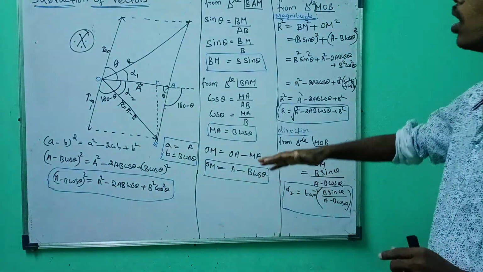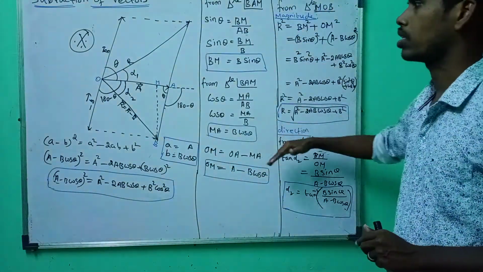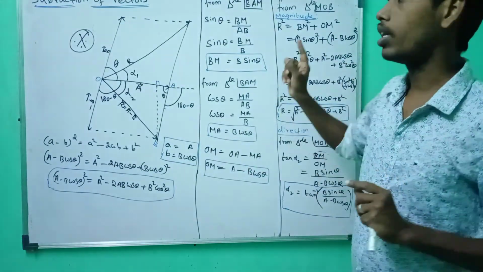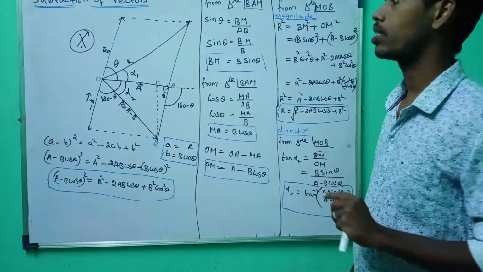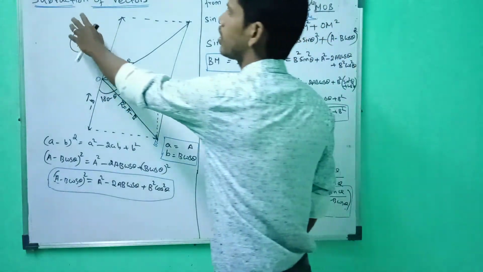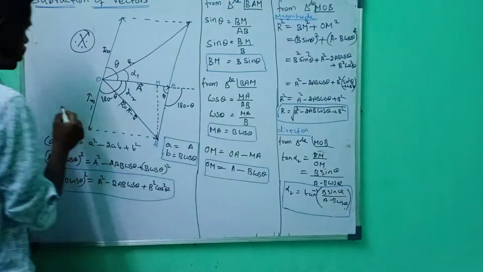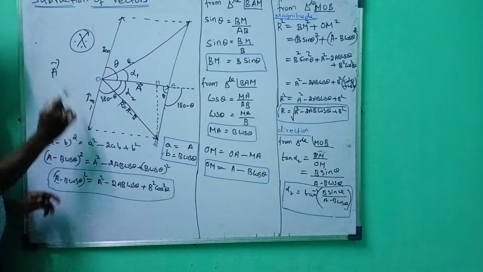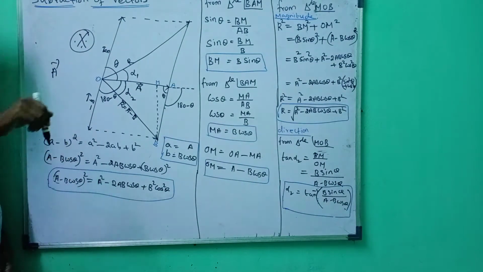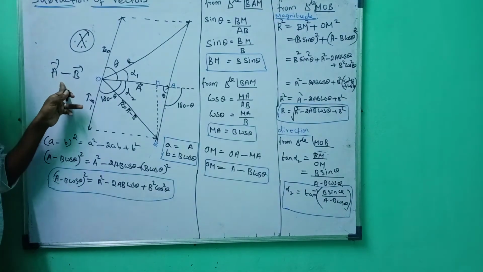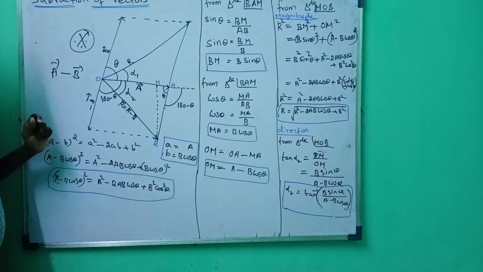Don't worry about the mathematical calculation. This is very easy. You just try to understand the concept. Okay, nice. Now I am going to do subtraction of vectors, which means you just consider this a vector, and I have to subtract another vector from it. So a vector minus b vector. How to subtract the vectors?